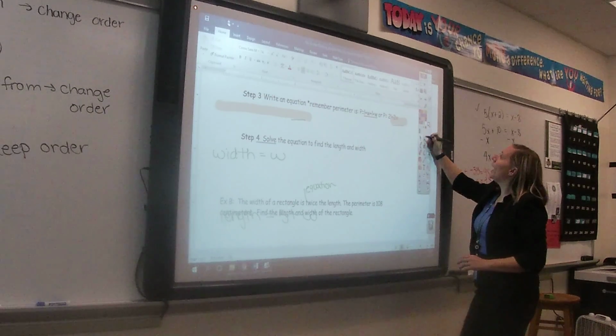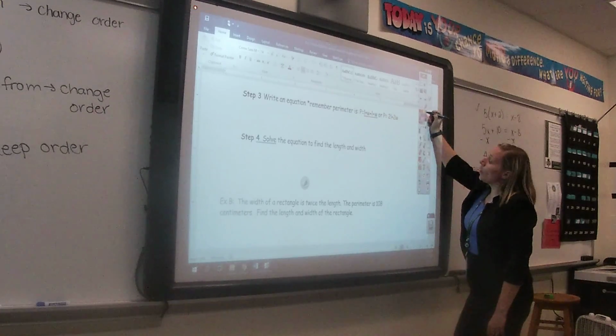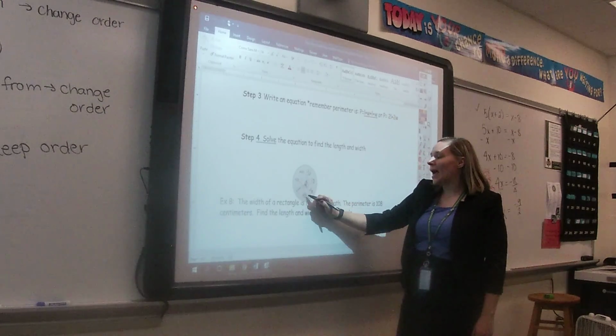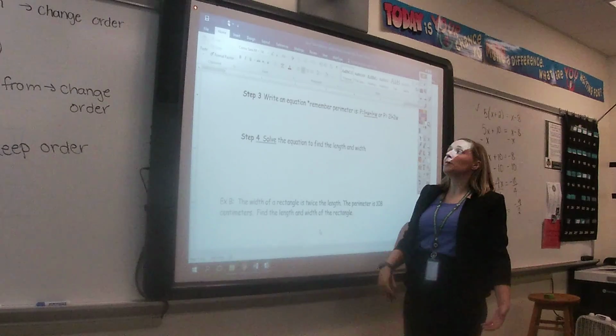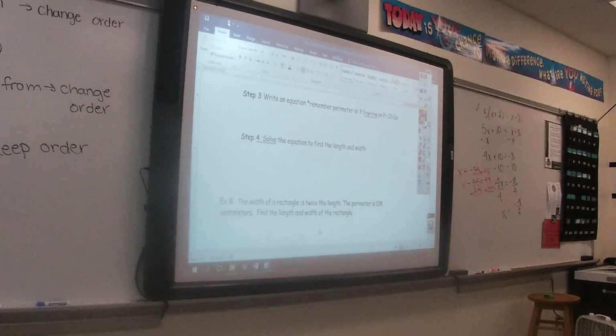We are going to write an equation to represent whatever is happening in the problem. This specific problem happens to be talking about perimeter. How do we find the perimeter of a rectangle?